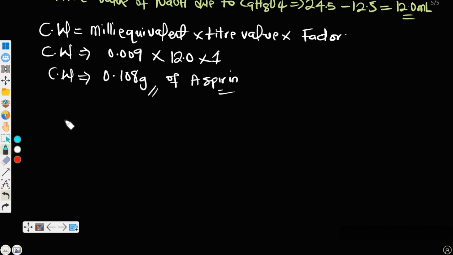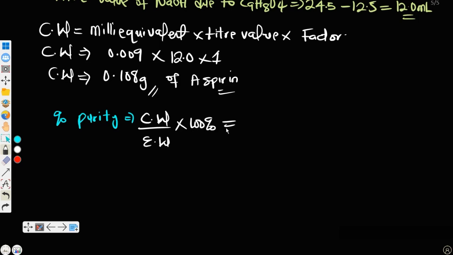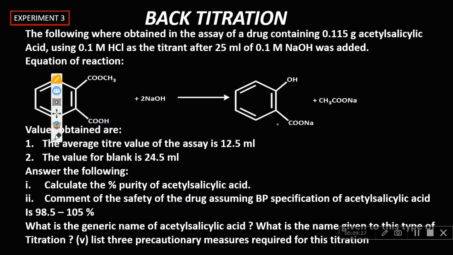percentage purity for aspirin will be equal to calculated weight over expected weight times 100 percent, which is equal to 0.108 divided by 0.115. The expected weight is 0.115. It was given in the question. Look at it. How do you know it?